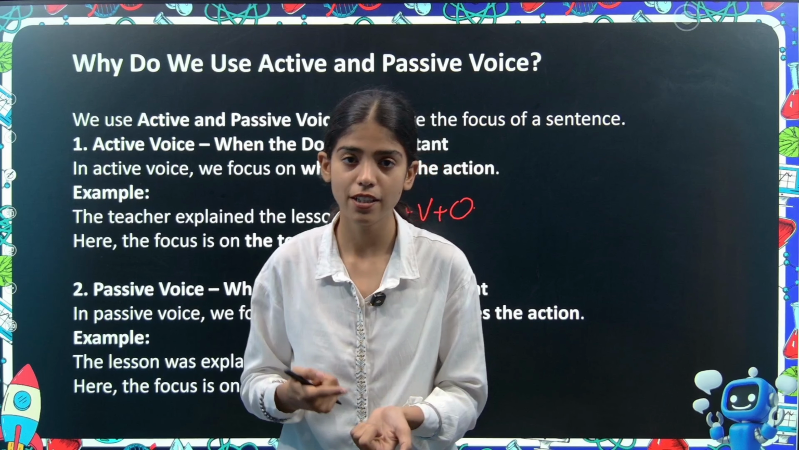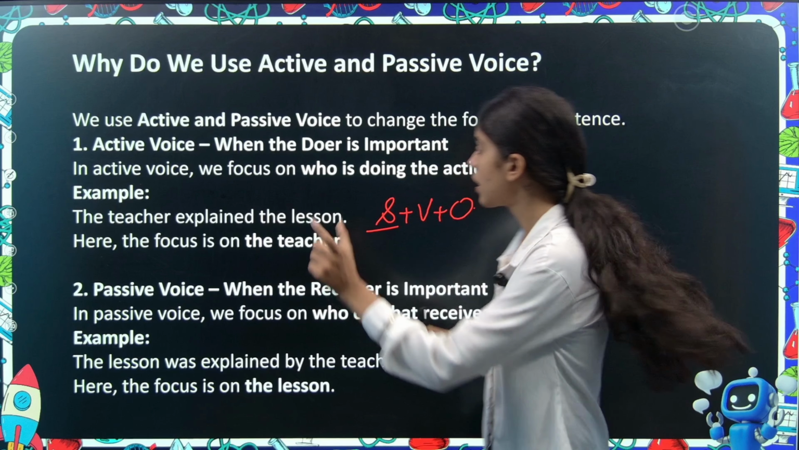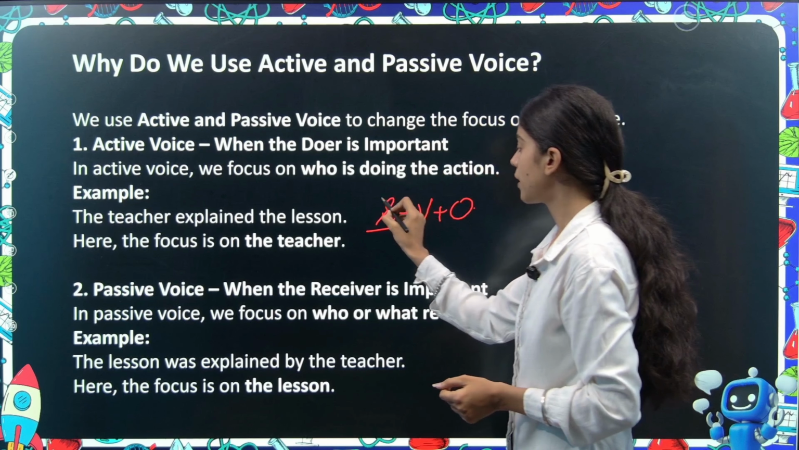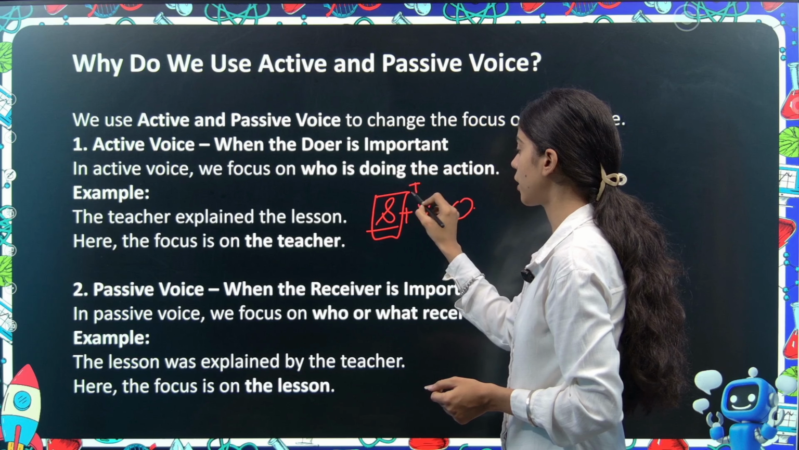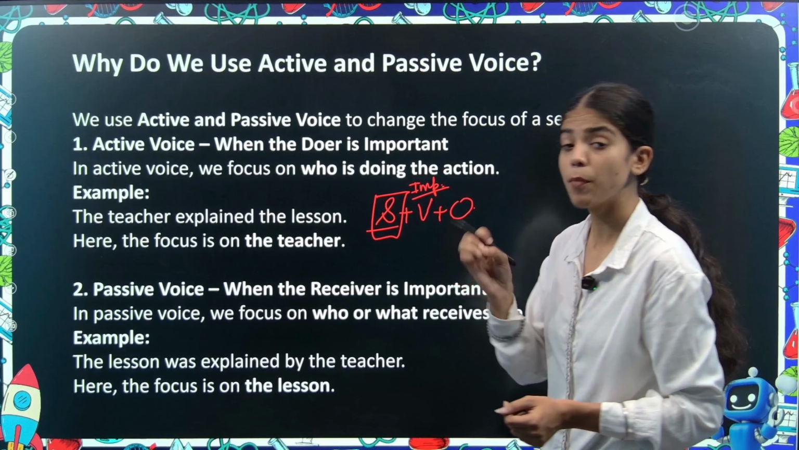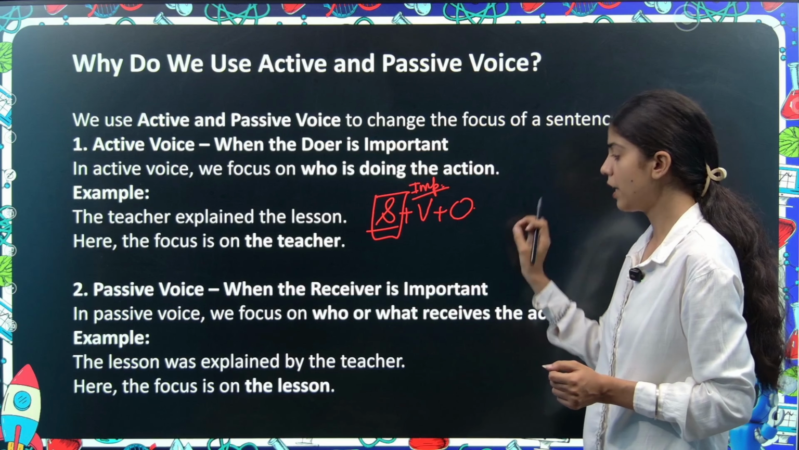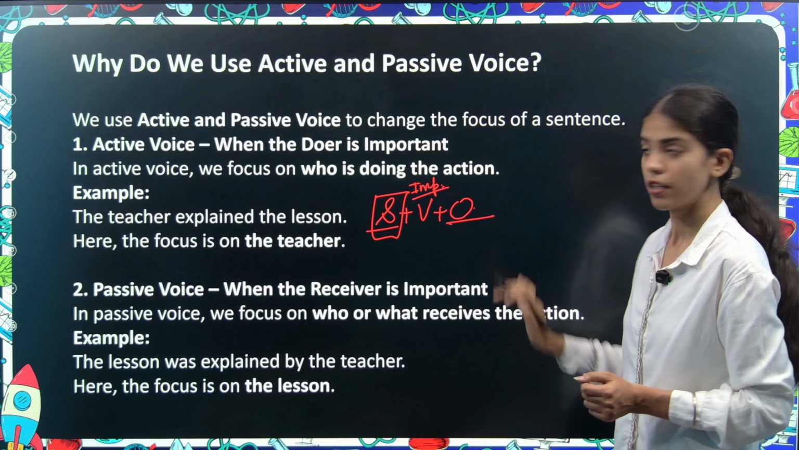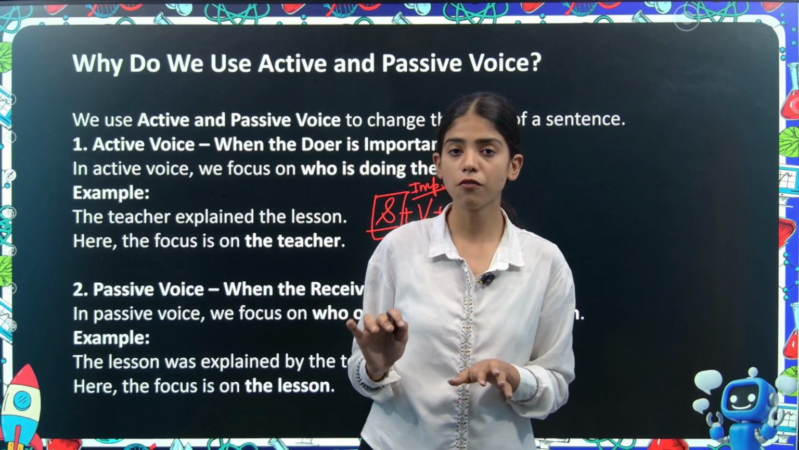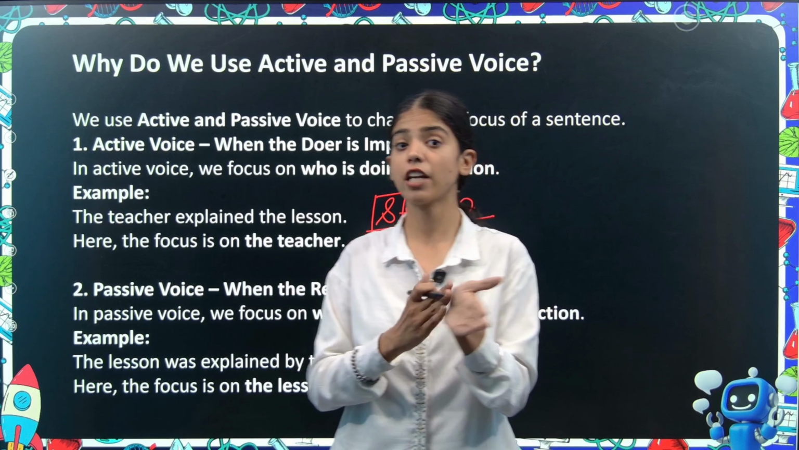So how can we write this in the active form or the passive form? In the active form, the subject or the doer is important. We are giving importance to the doer of the sentence. But in the passive voice we are giving importance to the object. So the basic difference between active and passive voice is that in active voice we are giving importance to the subject or the doer of the action, and in passive voice we are giving importance to the object only, right?